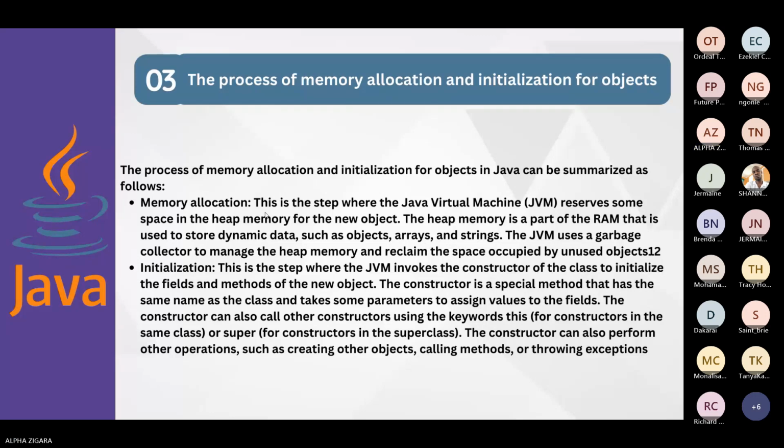Then initialization. This is the step where the Java virtual machine invokes the constructor of the class to initialize the object. The constructor has the same name as the class, and it takes some parameters to assign values to the fields. The constructor can also call other constructors using keywords, using the keyword this for constructors in the same class, or super for constructors in the superclass. The constructor can also perform other operations such as creating other objects, calling methods, or throwing exceptions.